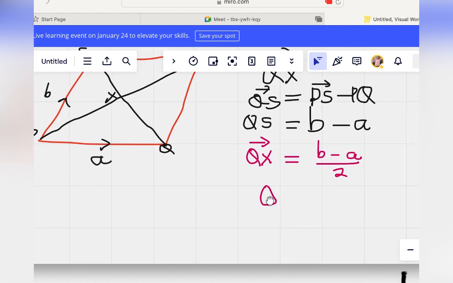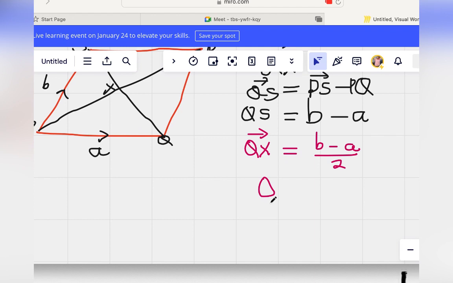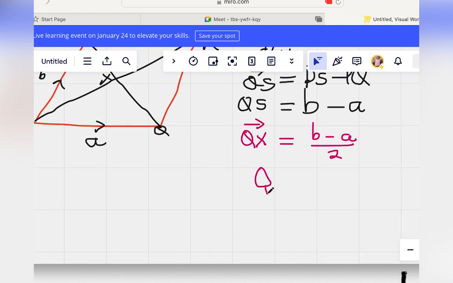Another way of writing it is to write vector QX is equal to 1 all over 2, because you can factorize it. This is a fraction, 1 all over 2. So you can say it's equal to 1 all over 2, then you put a bracket B minus A. 1 all over 2 of B minus A. So whichever way you write it is still correct. So that's this vector QX.